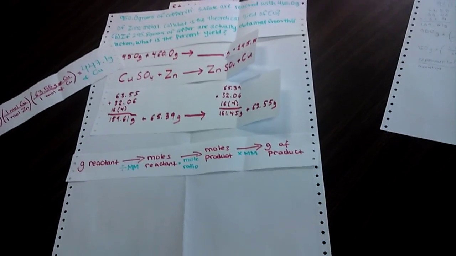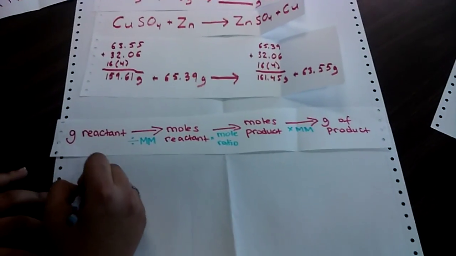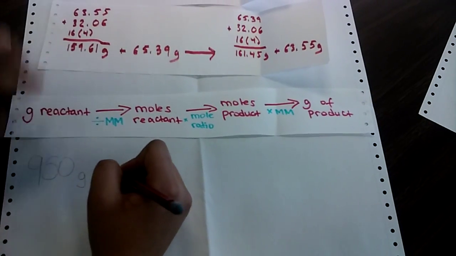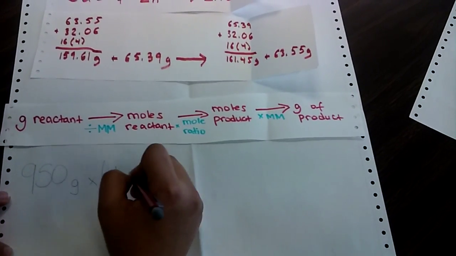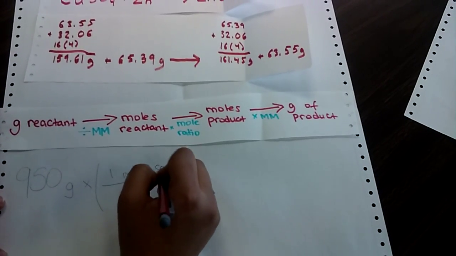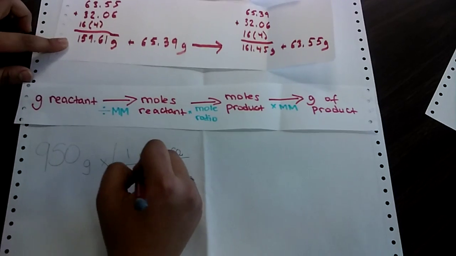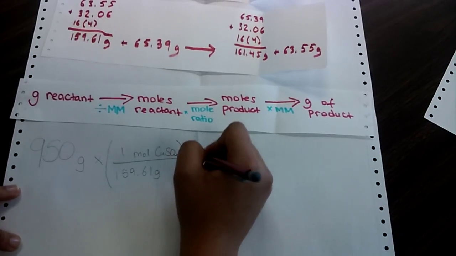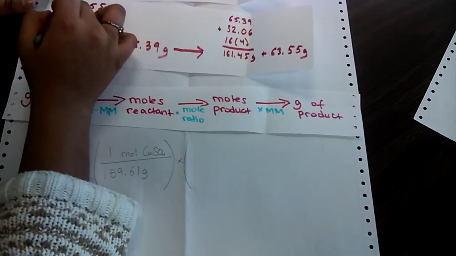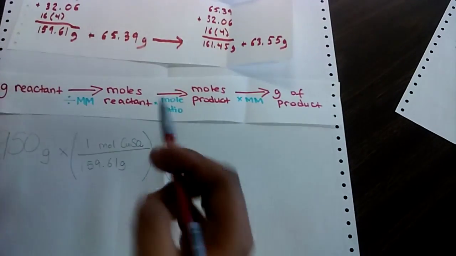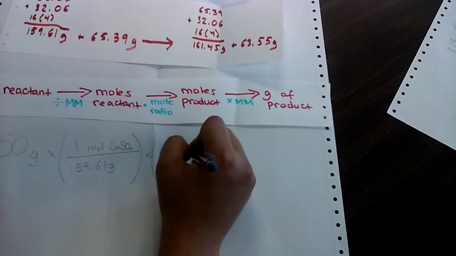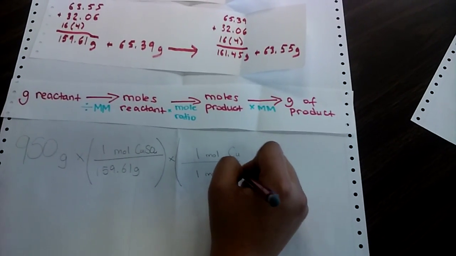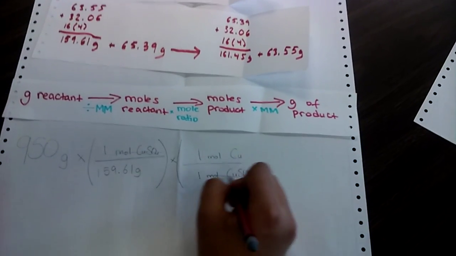So the first one, we have 950 grams of copper sulfate. We multiply that by 1 mole of copper sulfate over 159, which is found over there. And we multiply this by the mole-to-mole ratio, and it's 1 over here and 1 for the actual copper. So we do that over 1 mole over 1 mole. And we see copper goes here and copper sulfate goes here. So it can cancel out. Moles of copper can cancel out with that.